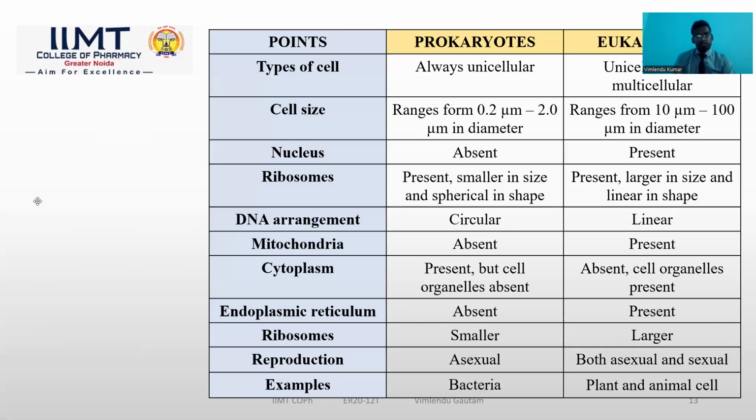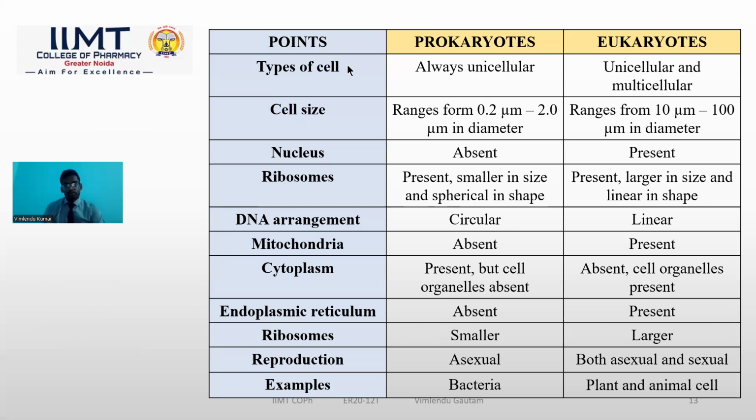This is the difference between prokaryotes and eukaryotes. The type of cell present in the prokaryote is always unicellular. In eukaryotes, it is unicellular and multicellular.